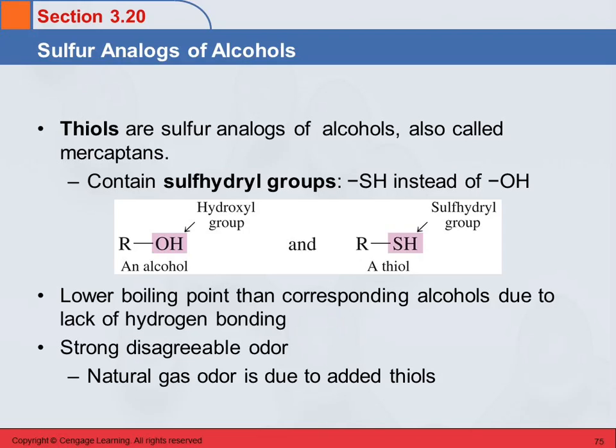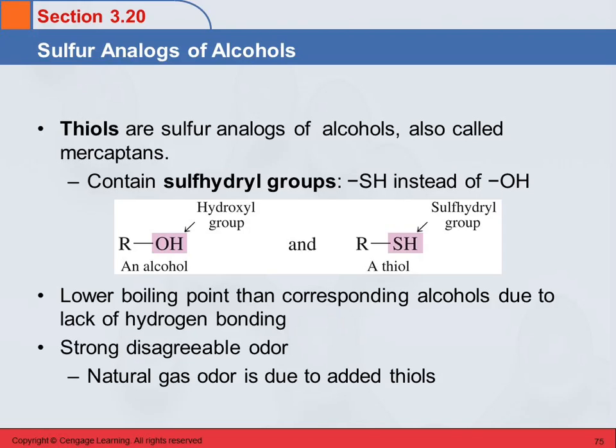So an alcohol has a hydroxyl group, which is oxygen hydrogen, and a thiol has a sulfur in there instead. And so this is called a sulfhydryl group. It's kind of a funny word, but the sulfhydryl group is this SH. So here's the alcohol. It's got an OH, a hydroxyl group, and thiols have sulfhydryl groups. So they're a lot like the alcohols, but we've just subbed in oxygen's sister, sulfur.